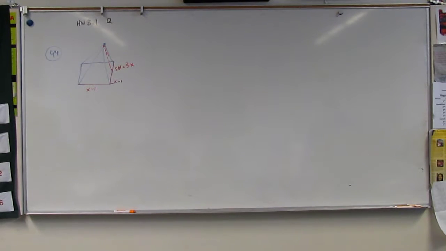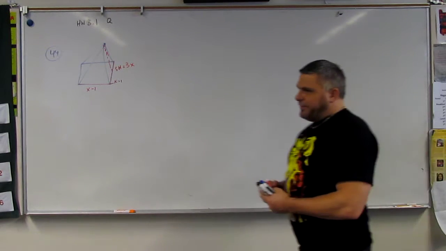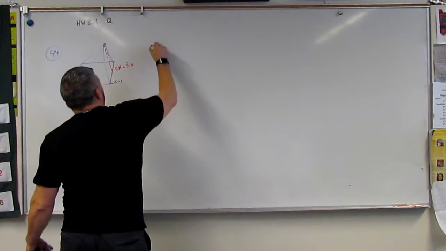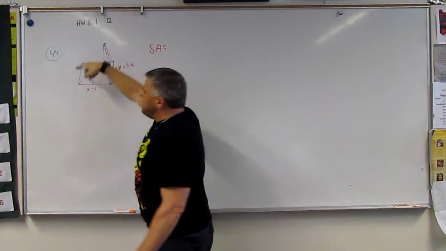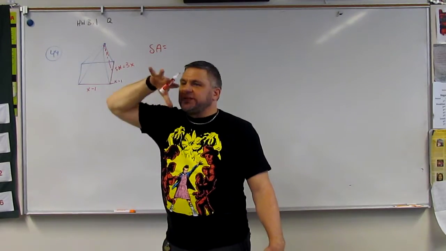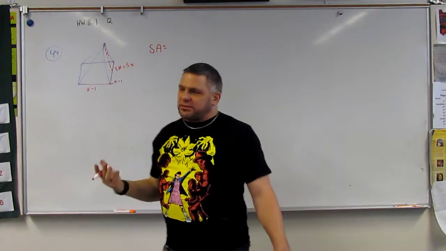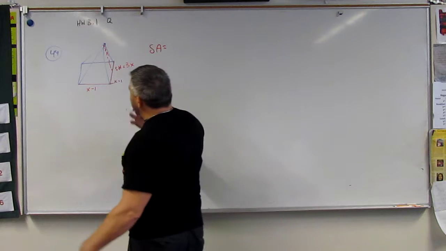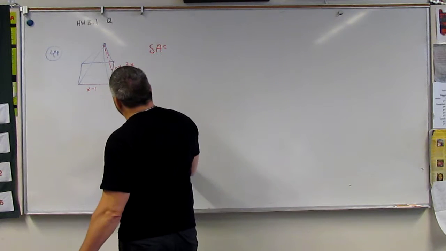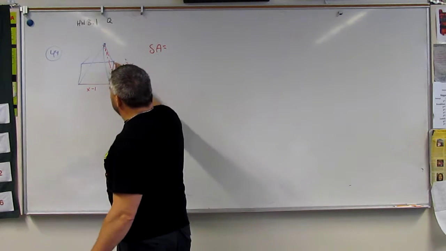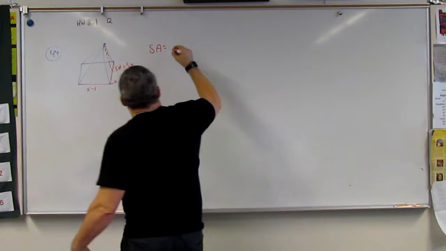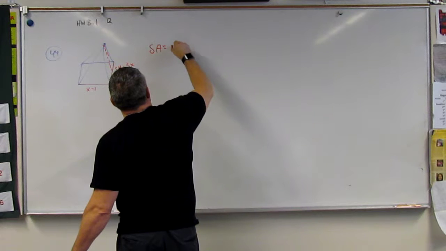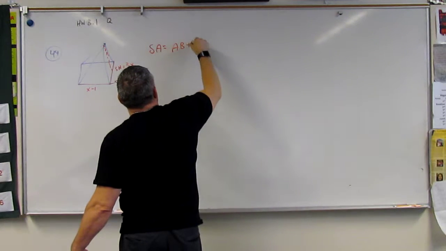With 44, they want to know the surface area. Okay? Now the surface area is equal to the area of the base plus the area of all the faces, or the sides. So I need to know what kind of base I have. And it looks like I have a rectangular base. So in our case, it's going to be the area of the base plus the area of the sides.